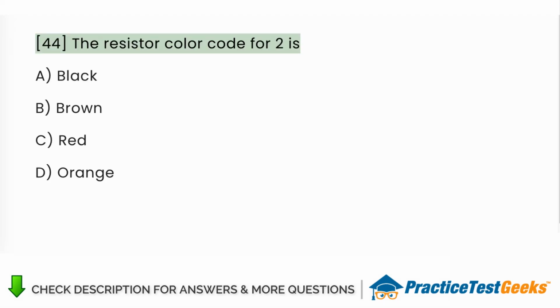The resistor color code for 2 is A. Black. B. Brown. C. Red. D. Orange.